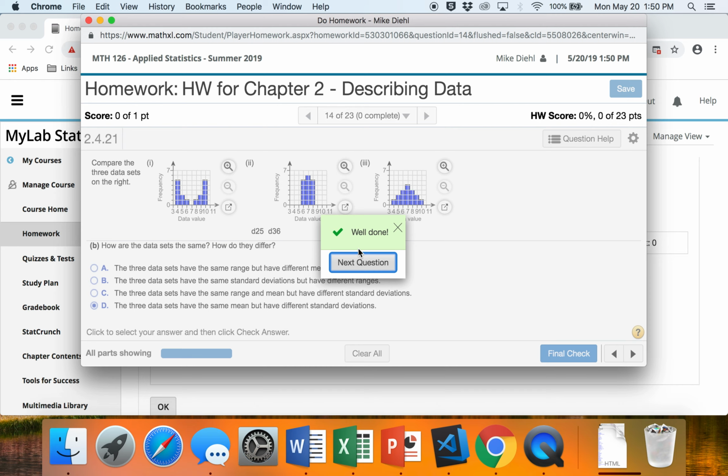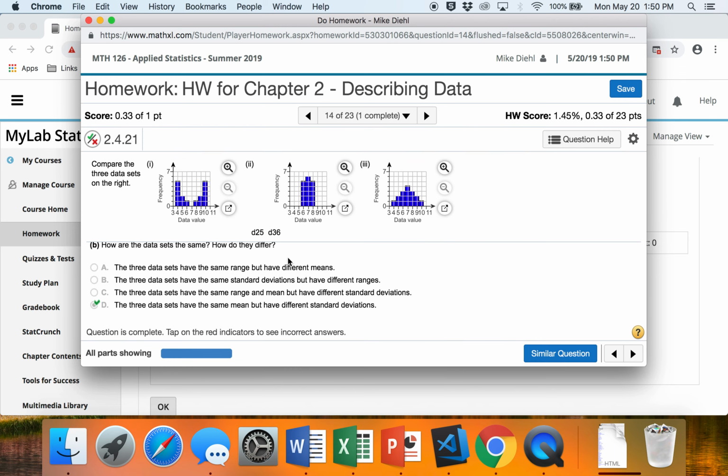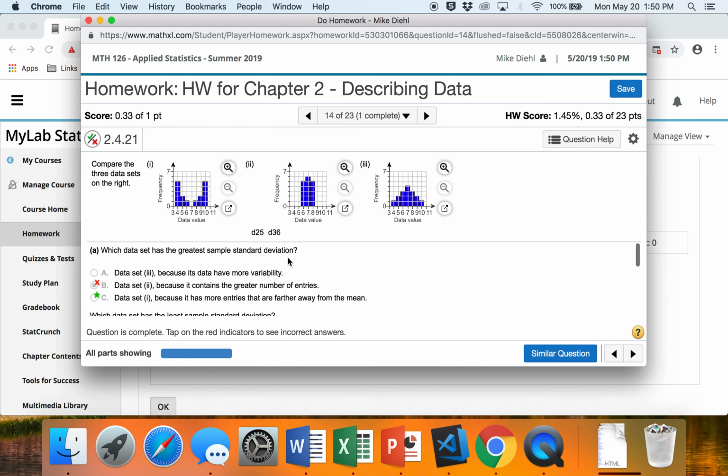Right, so obviously when you get a question right, it's going to give you a green checkbox and say, yes, you got it right. Now at this point, that was apparently the last part of this question. So it's going to say next question here. You could hit next question if you want, but I'm just going to X out there. So now I've finished the question in this homework assignment.